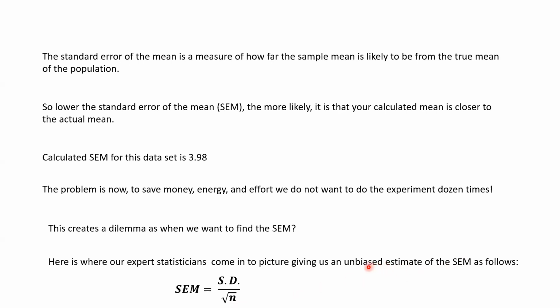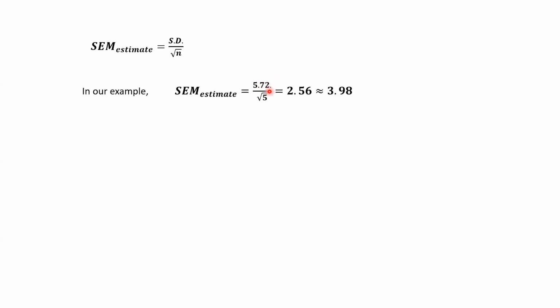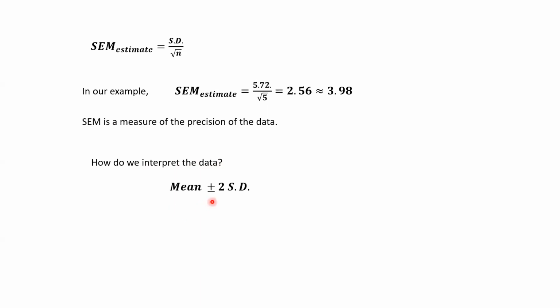I've given a video. Please go through that video later. It is given by the sample standard deviation divided by the square root of the sample size n. Now, for this case, it is 5.72 divided by root of 5, it is 2.56. It is closer to 3.98. This again we have done with only 5 trials and a dozen times, right? Now, SEM is a measure of the precision of the data. How do we interpret this data? Mean plus 2 times standard deviations, we have done it.